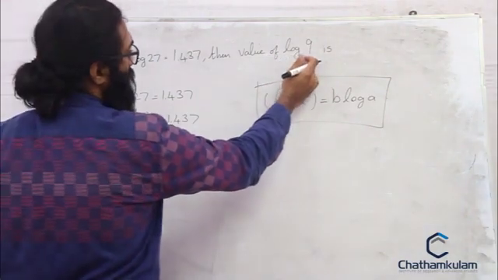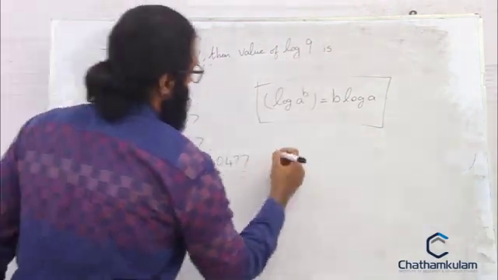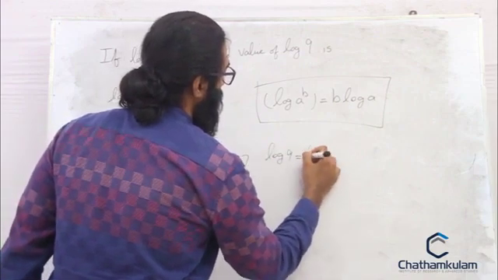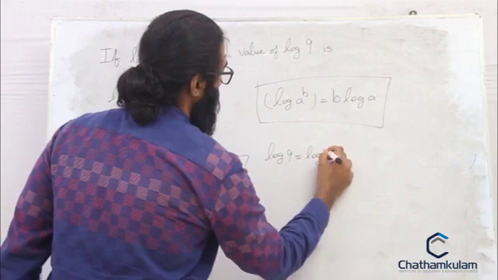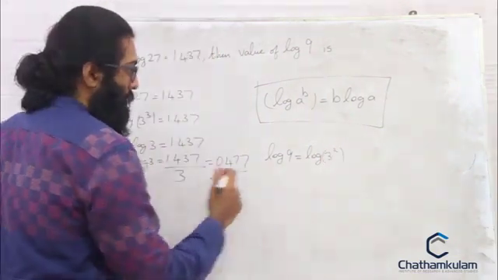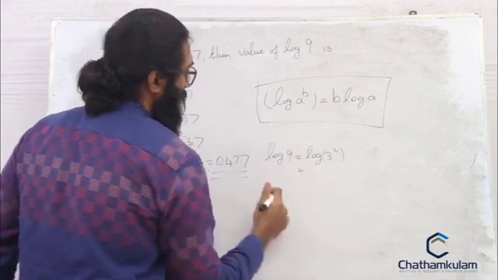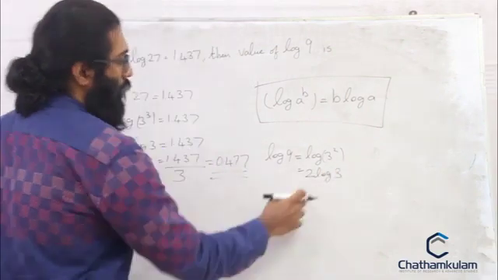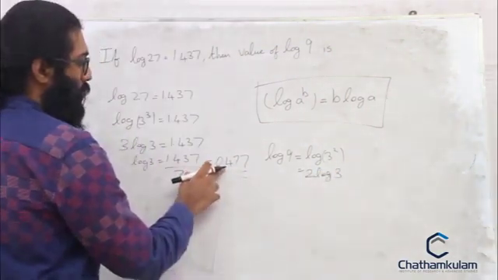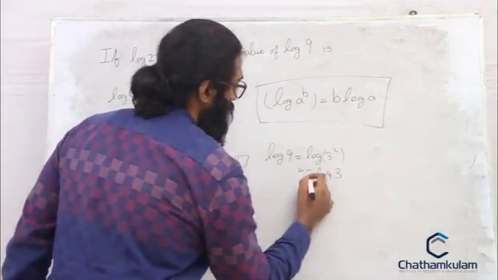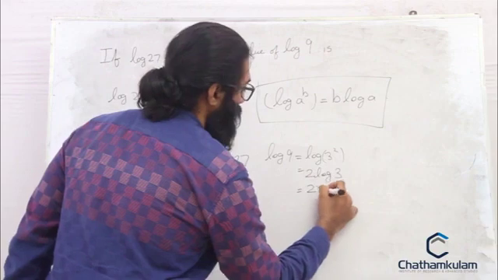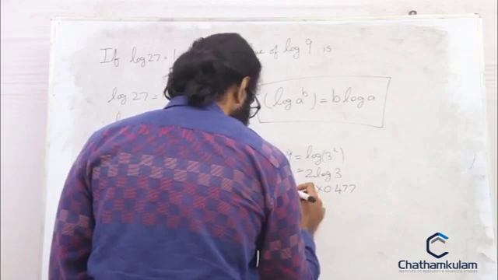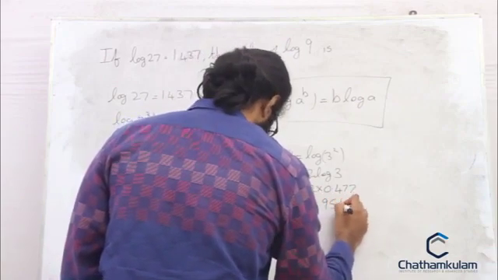What is the value that we want? We want the value for log 9. I'll write it here. Log 9 is equal to log 3 square, right? 3 into 3 is 9, right? So with this formula we can write this as 2 log 3. What is the value of log 3? We have already obtained it as 0.477, right? So we substitute the value here, 2 into 0.477, and we get the value as 0.954.